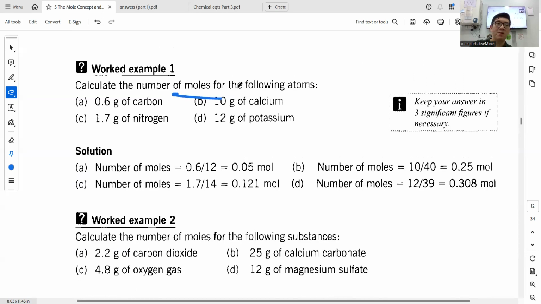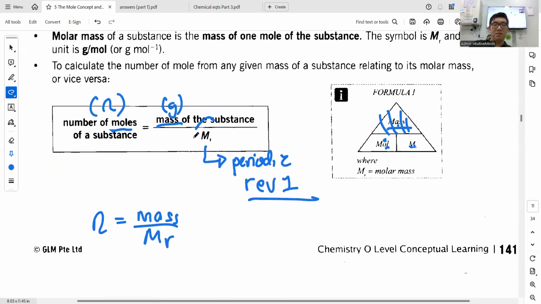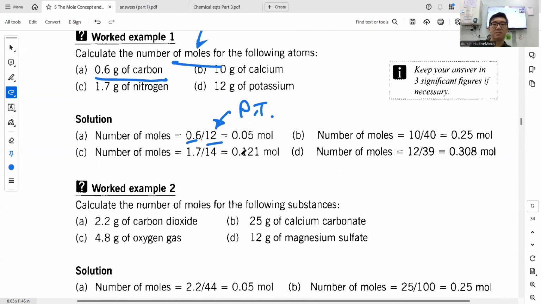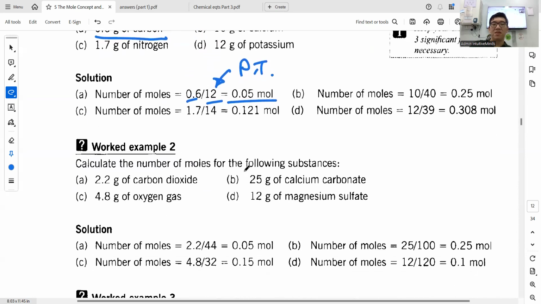Okay? So examples, 0.6 grams of carbon. How do we find number of moles? You take 0.6 divided by the Ar of carbon, which can be found from the what? Periodic table. Yeah. Okay? So you're using this formula to get number of moles.